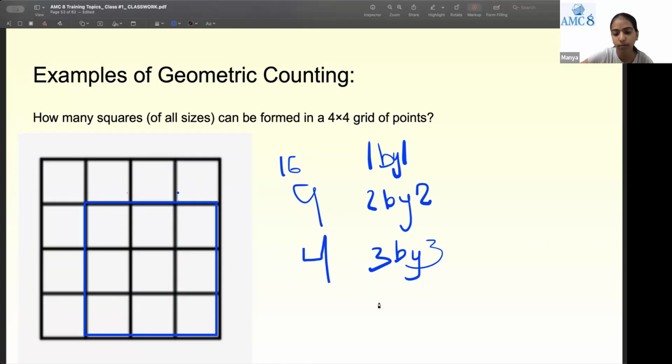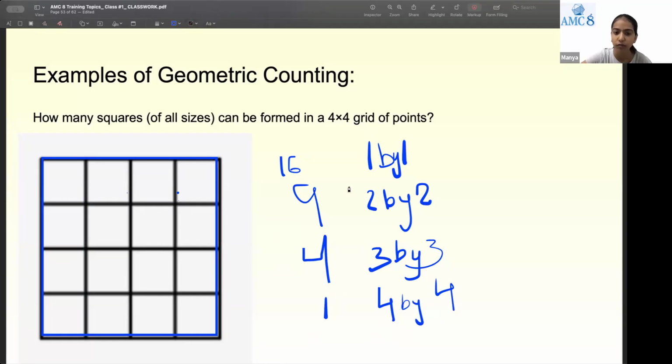For 4 by 4, there's just 1. This is a 4 by 4. No matter how many different ways we try to arrange it, there's just going to be 1 because this is just a 4 by 4 grid.